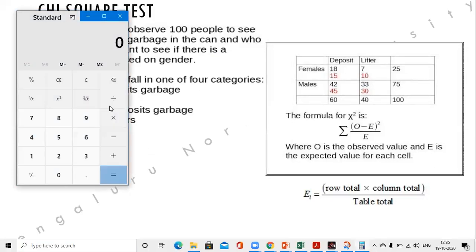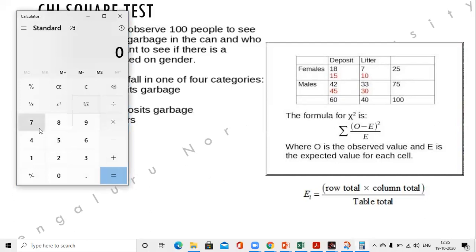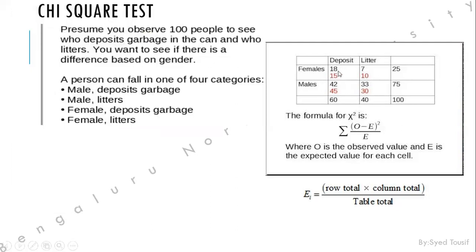The row total is 25 into 60, equal to this, and divided by 100, right? So you got it: 15 is the expected value for the female depositors. The same way we will calculate the expected values for female litters, male deposits and male litters. This way we are going to calculate the expected values.